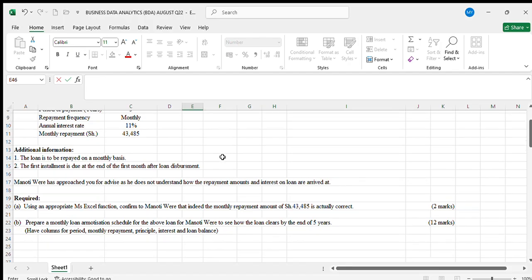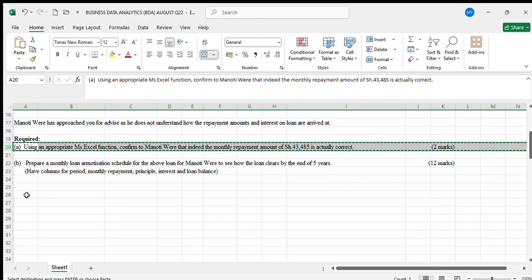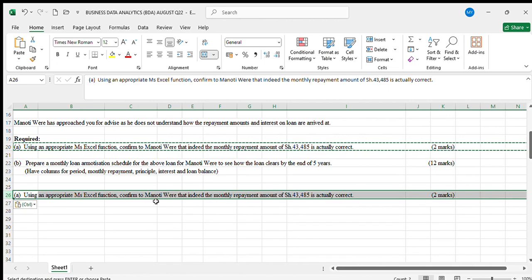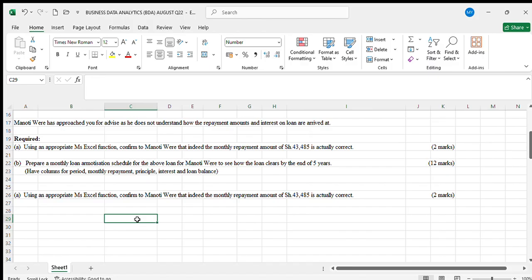So you want to confirm to him that he's going to repay the 43,485. So how do we confirm? Excel has an inbuilt formula for how someone is going to calculate the loan. So you use equals to PMT.